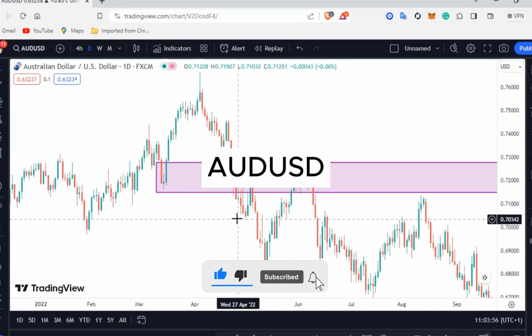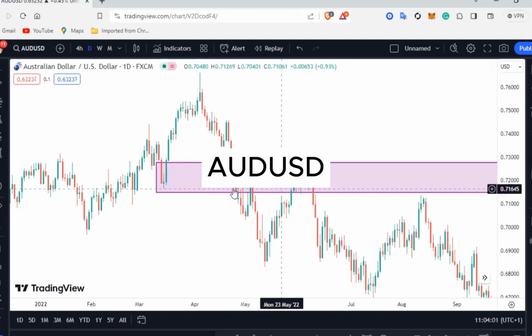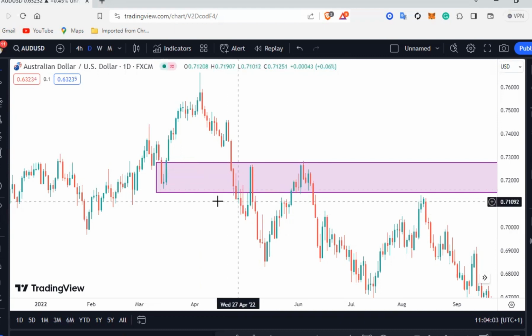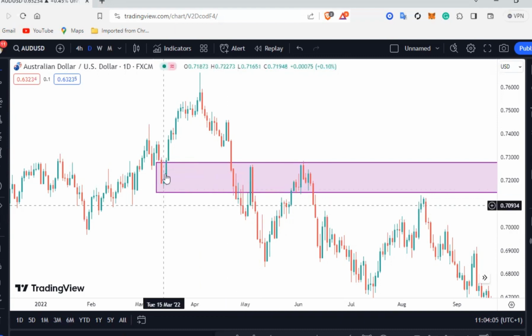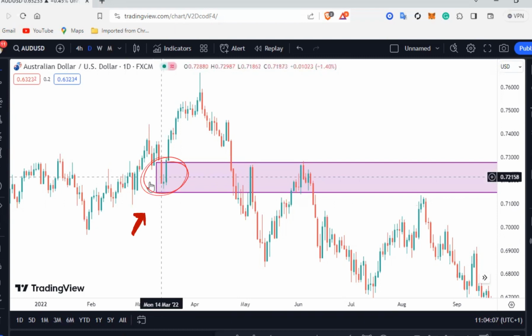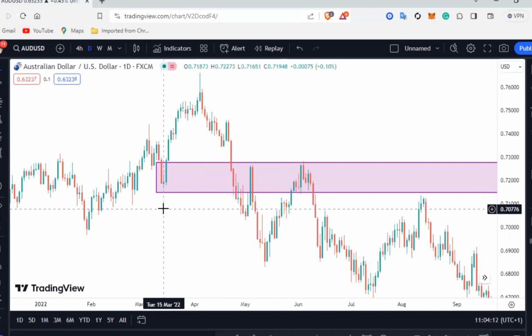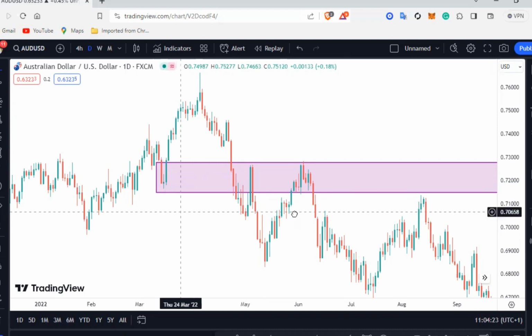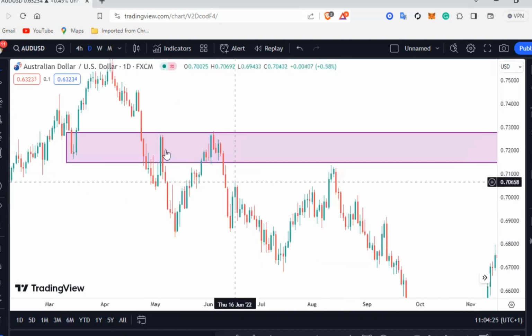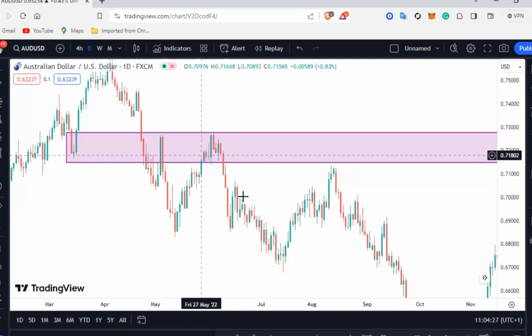This is a chart of the Australian dollar versus the US dollar. I drew this zone some time ago. The doji here is the 15th of March 2022, because this is the daily chart, so each candle is a whole day. That's a key level, and the market sold when it got back to that level.